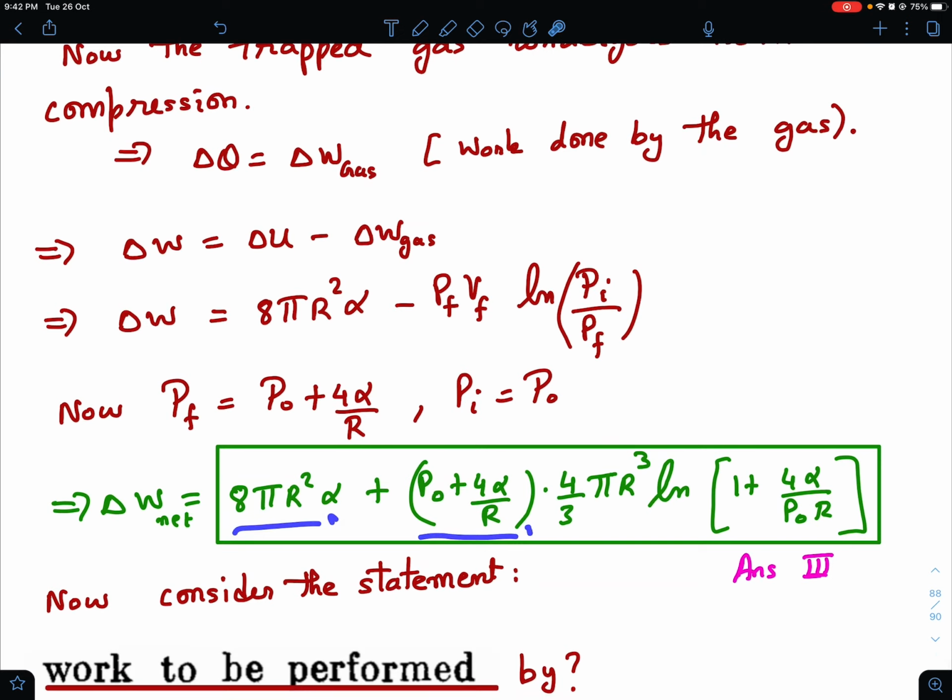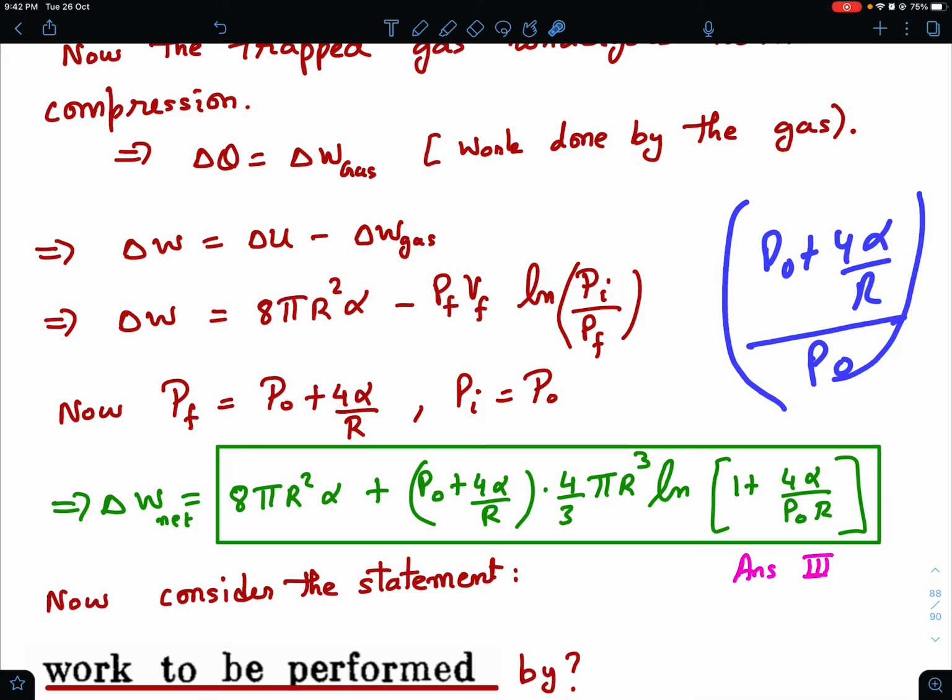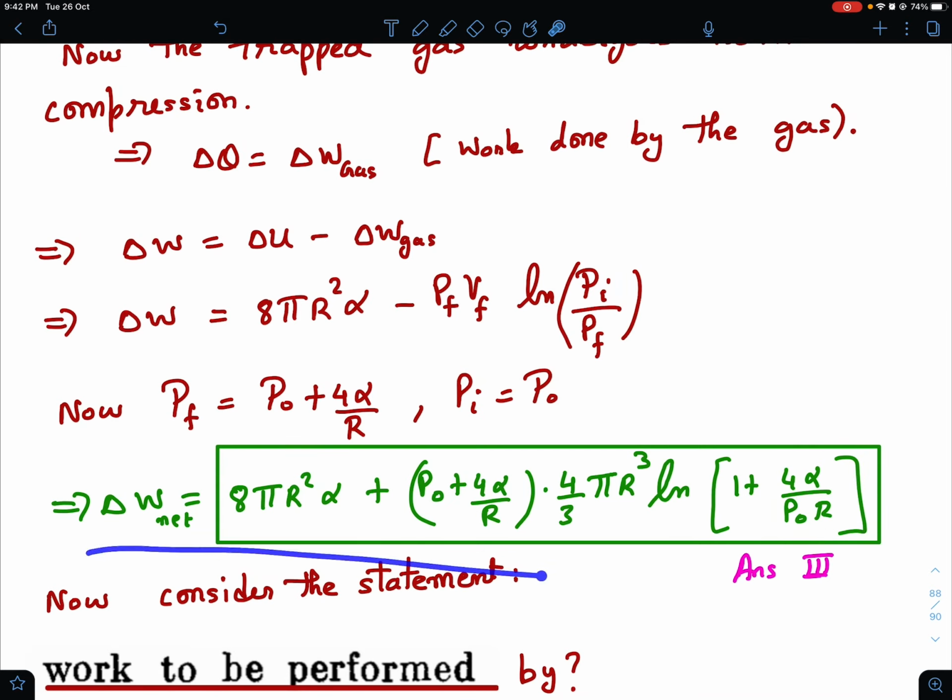So that comes out to 8 pi r square alpha plus P naught into 4 by 3 pi r cube, and this P final is P naught plus 4 alpha by r, and then P initial by P final, and this minus sign I have converted to plus. Why? Because here I have taken P final upon P initial. P final was P naught plus 4 alpha by r, and when you divide that by P naught, you get 1 plus 4 alpha by P naught r. So I hope this is clear to everybody, and this becomes the net work done on the system of the trapped gas plus the membrane.